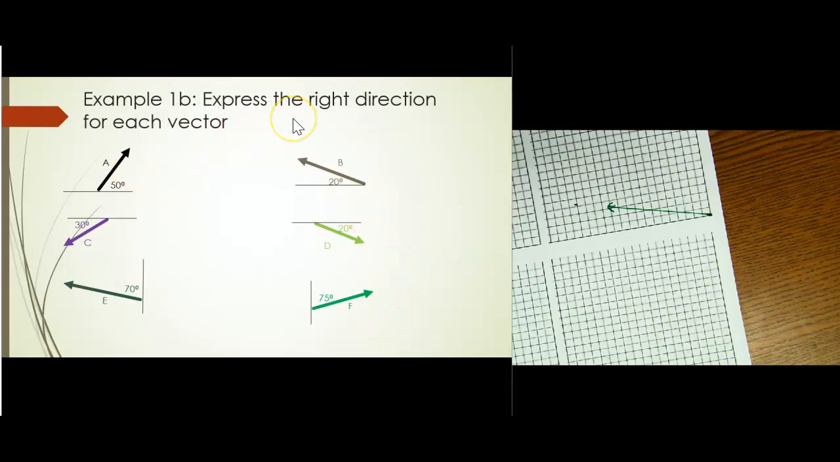All right, express the right direction for each vector. All right, so this first one, well, that's pretty easy. It's 50 degrees, right? If that's 0, that's 50. Or we could say 50 degrees north of east, right? If here's east, it's going to be north of east, okay? Or 40 degrees northeast of north.